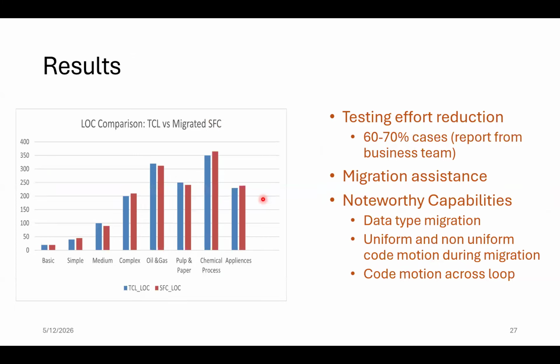So again, we also experimented with this method on several real-life benchmarks, and in 60 to 70% of cases, the business team reported that the testing for production takes place, and the migration assistance will also help with this one. And it shows the capabilities of this method: data type migration, uniform, non-uniform, code motion, reading migration, code motion across groups. So this can be handled.